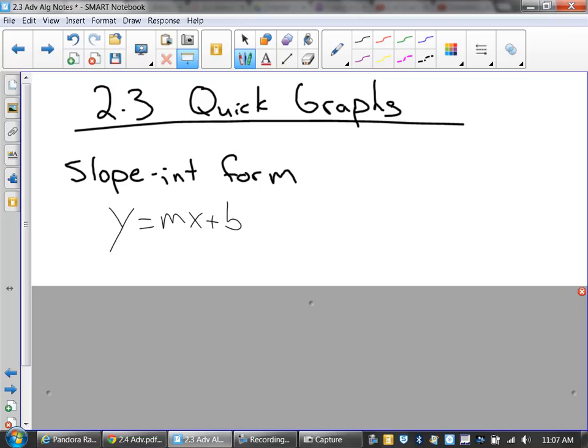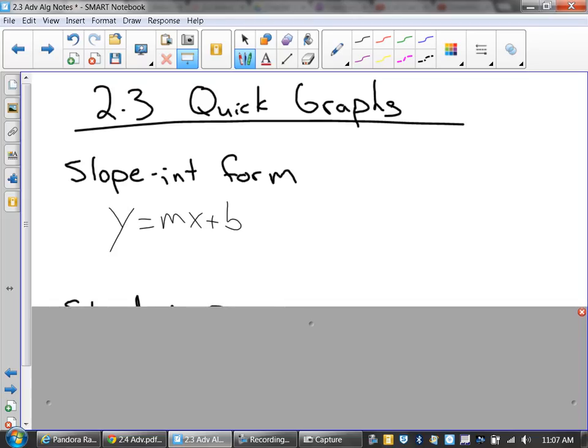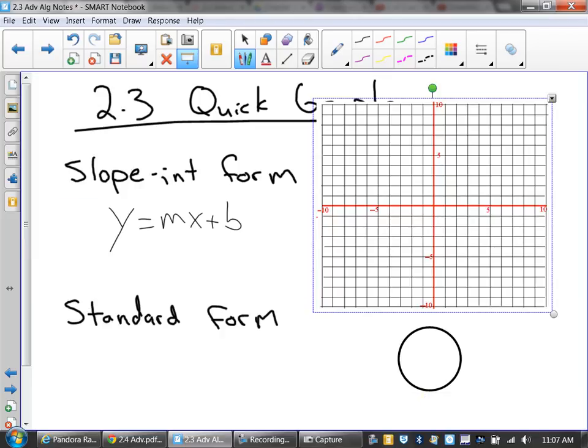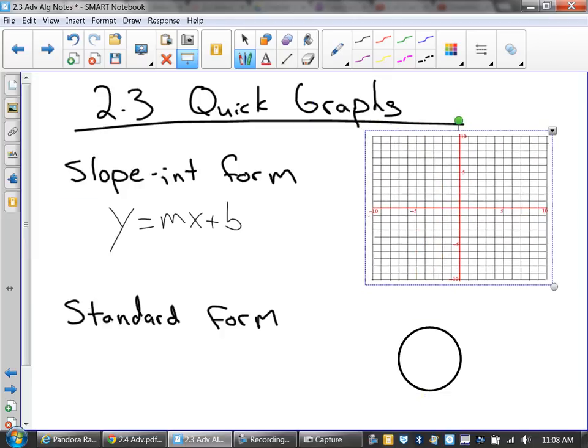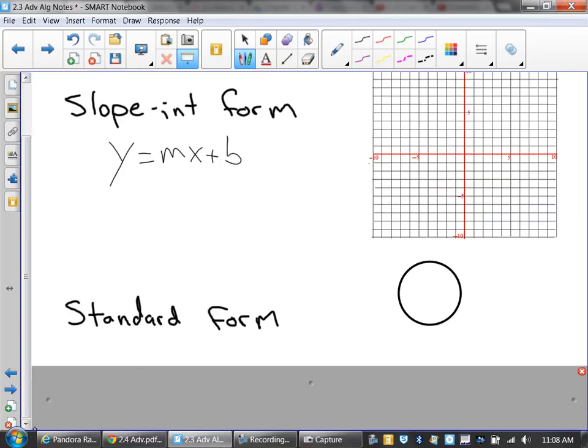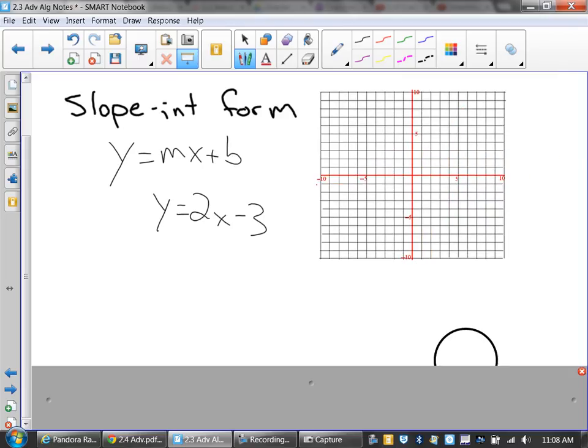Anyway, when we would graph stuff in slope-intercept form, it's a very standard way you guys all learned. It was beaten over your head to do it that way. Let's say it was y equals 2x minus 3. Where would you start that? Y-intercept. And then what would you do? Go up 2 over 1?